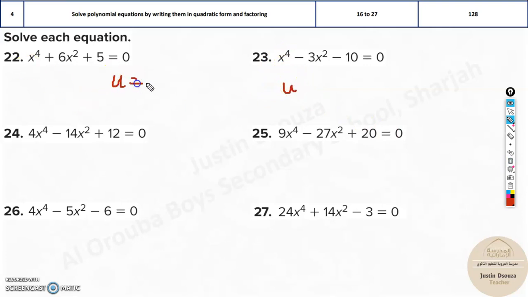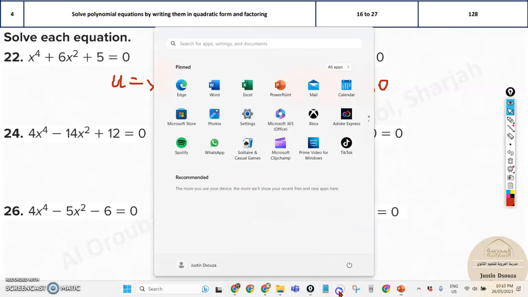I'll write over here, u is equal to x squared, okay? So now u is x squared, so this is u squared minus 3u minus 10. Now this can be put in the calculator and solved because it's a quadratic form. So all you're doing over here is using the calculator now and simplifying.